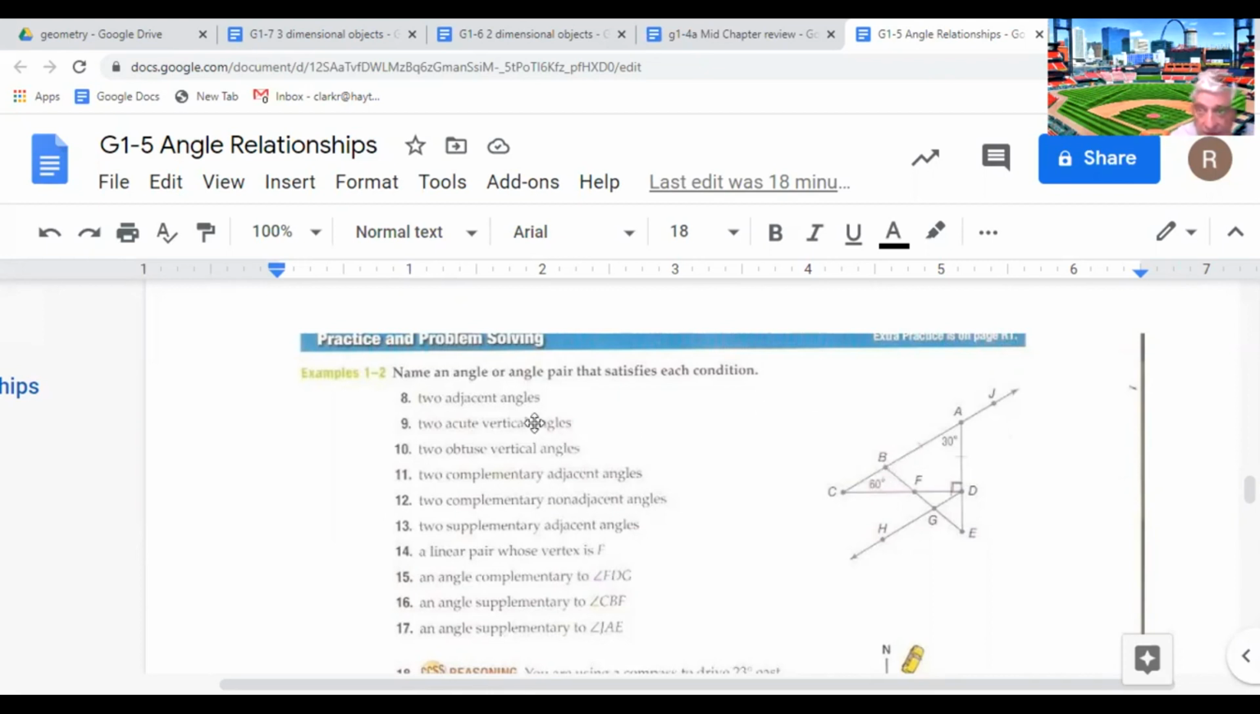Two vertical angles. Look at angle G. Angle FGD is vertical to angle HGE. A linear pair, we've already got it. Those two on both of A. Both of B, let's try BAD and JAD. They are a linear pair. They are adjacent angles that make one straight line.